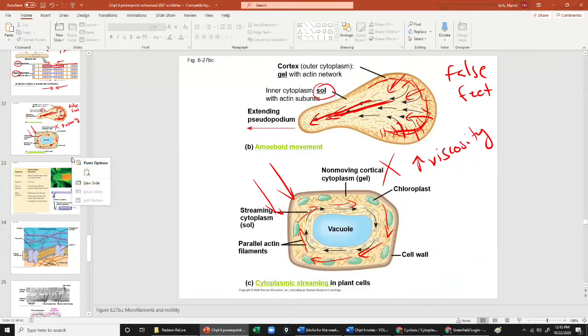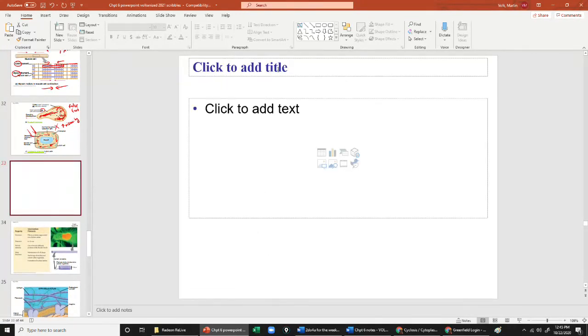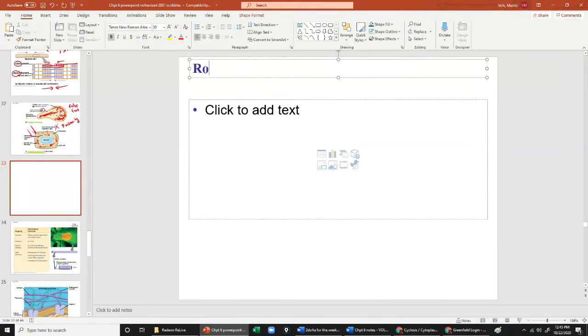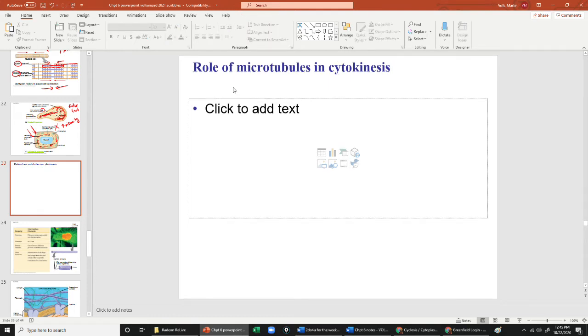Let's drop that in here. Role of microtubules in cytokinesis. All right, so cytokinesis is when the cell splits right at the end of telophase in mitosis. Let's check it out.